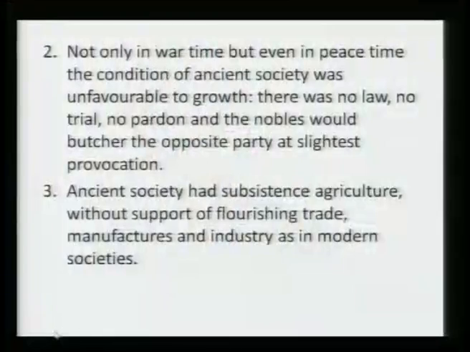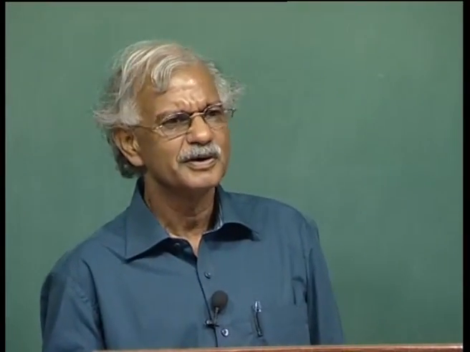Ancient society had subsistence agriculture without the support of flourishing trade, manufactures and industry as in modern society. So, that means people were constantly dependent on rainfall or natural produce. Sometimes there are good years, sometimes there are bad years, since there is no trade, no manufacturing, no storage facilities. So, in good years people will be happy and fertility can also rise, and in bad years death rate is high, fertility is low and there are more diseases and deaths.